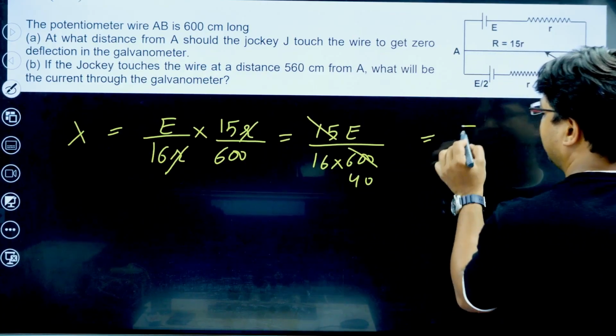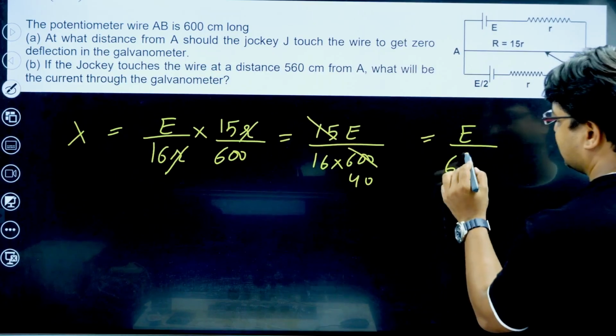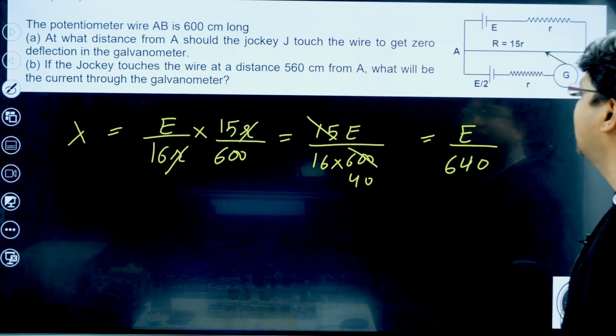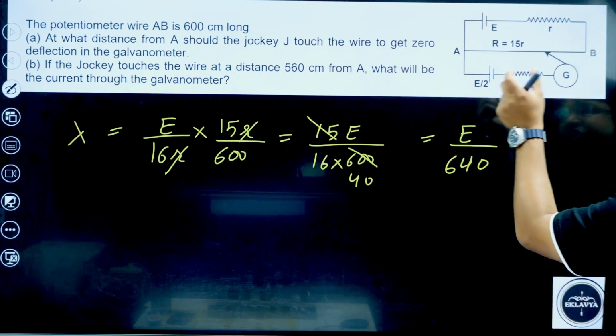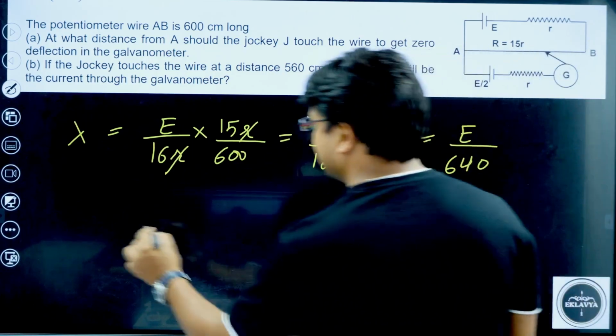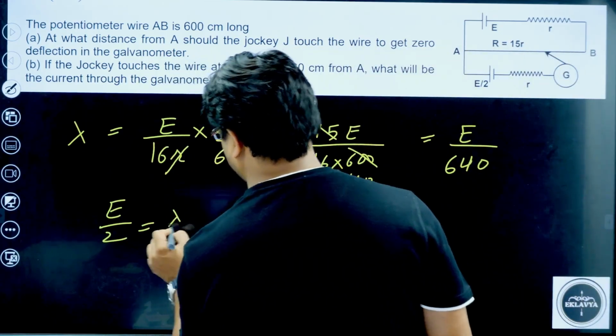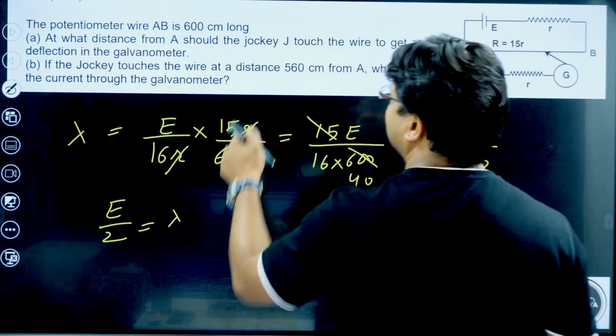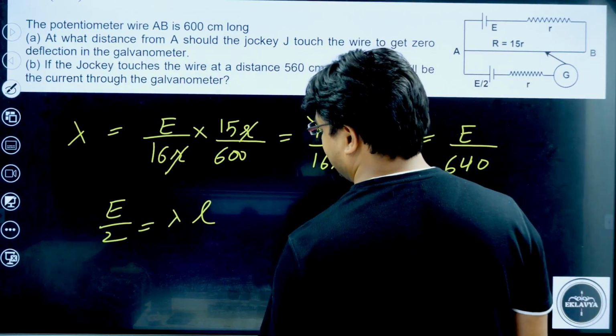So it will become E divided by 64. So this is the value of lambda. Now when the galvanometer shows zero deflection, E by 2 is the EMF that gets balanced. So we will say E by 2 is equal to lambda into the balance length, which the question is asking for. Let it be L.